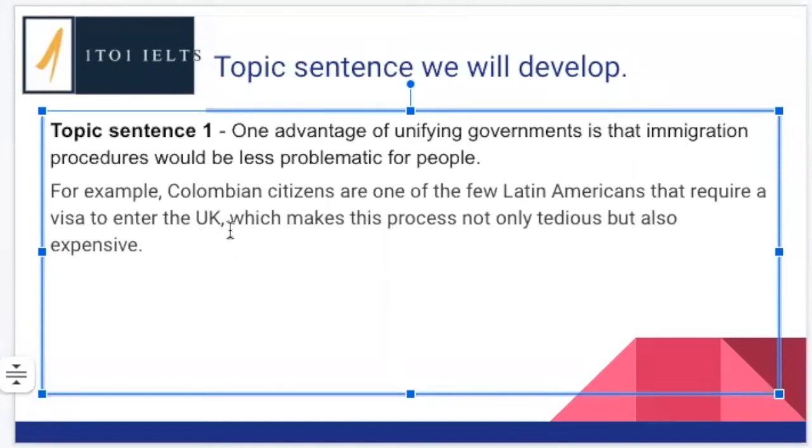So what do we think here about this example at the moment? Nabila says, yeah, it needs a result. So it's great. We're showing that we've got a problem. So definitely it's an issue for Colombian citizens. They need this visa, which makes this process not only tedious, but also expensive. However, there was a government. So what would happen if there was a one world government?